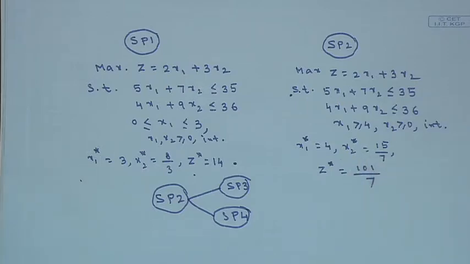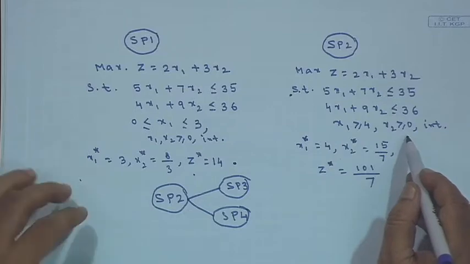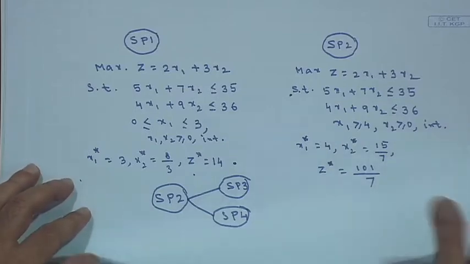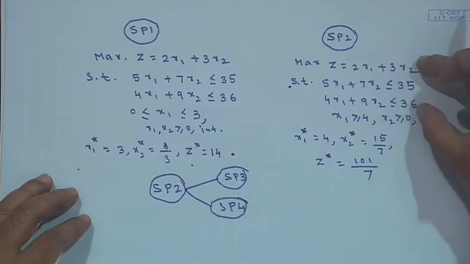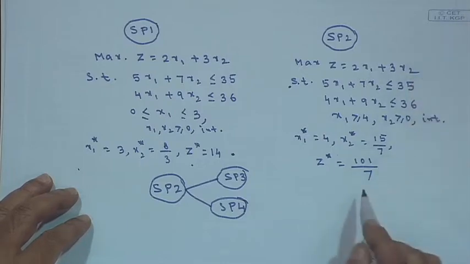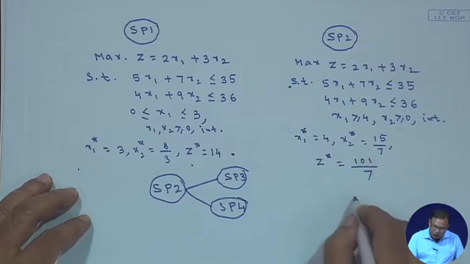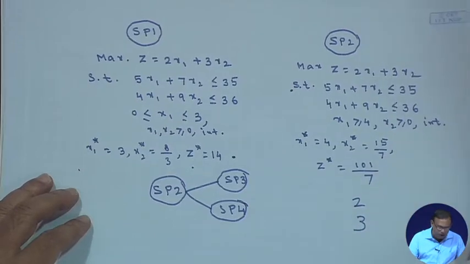So, in the original problem, I will impose one more condition now. What will be the condition? So, SP2 I am dividing. So, these constraints will remain as they are. Along with this I will add one more constraint for x2 for the lower bound and for the upper bound. Lower bound is 2 and upper bound is 3 for this case.